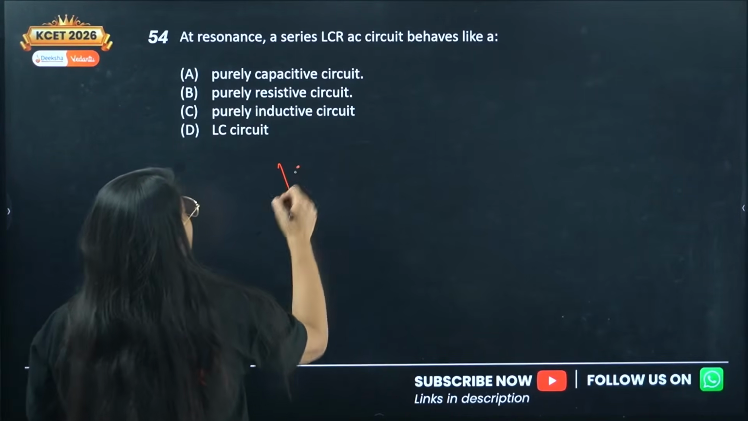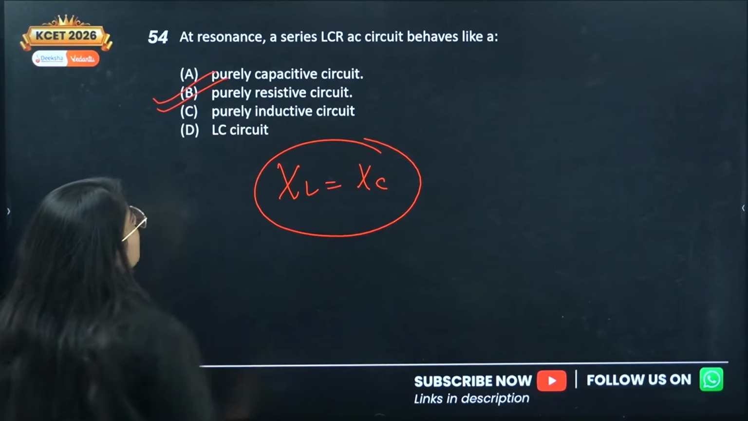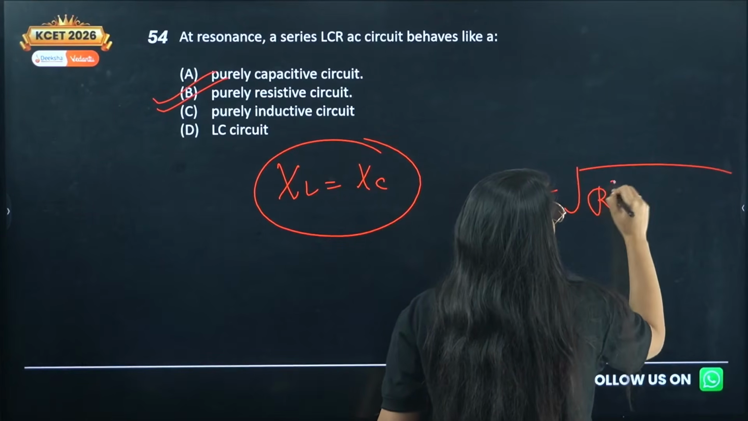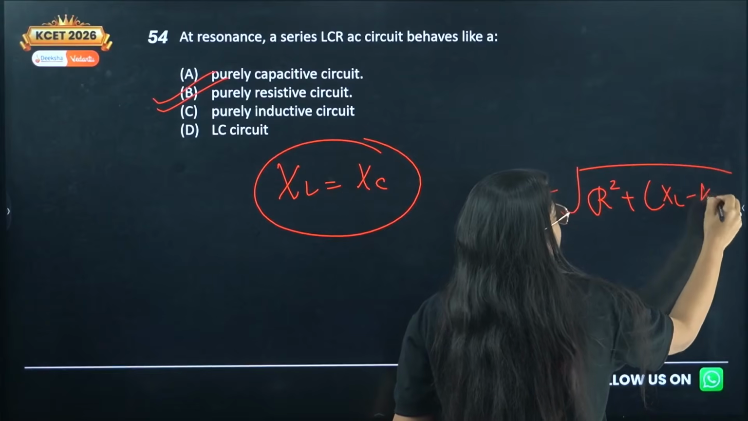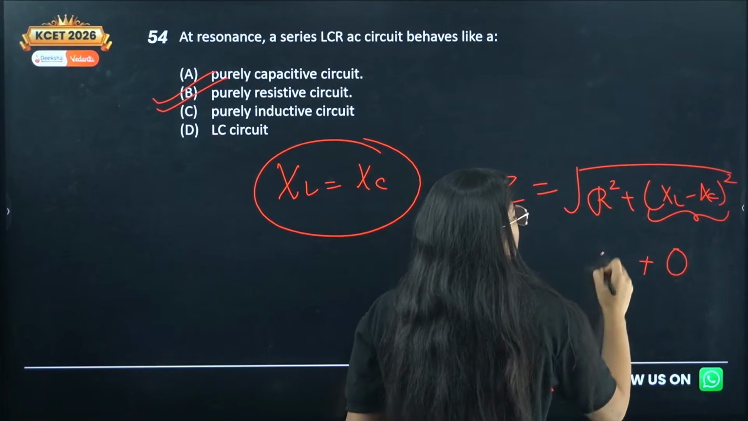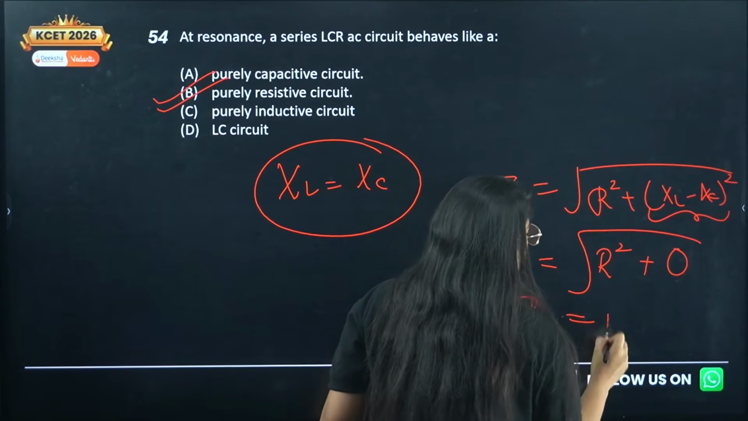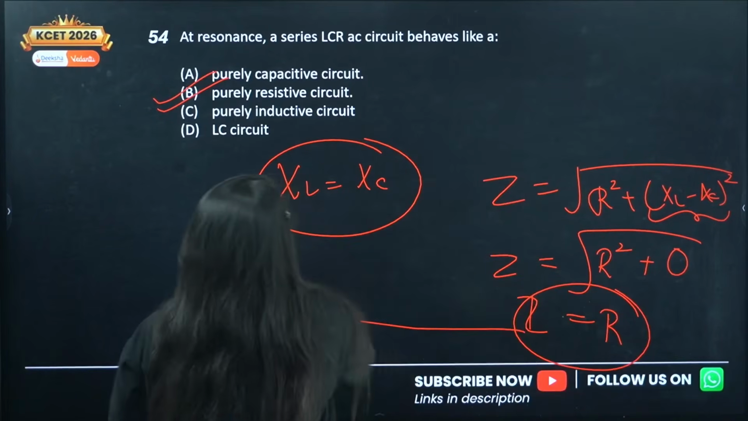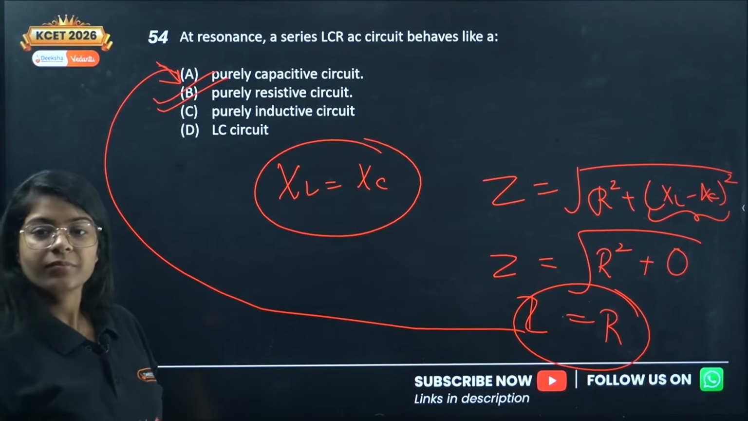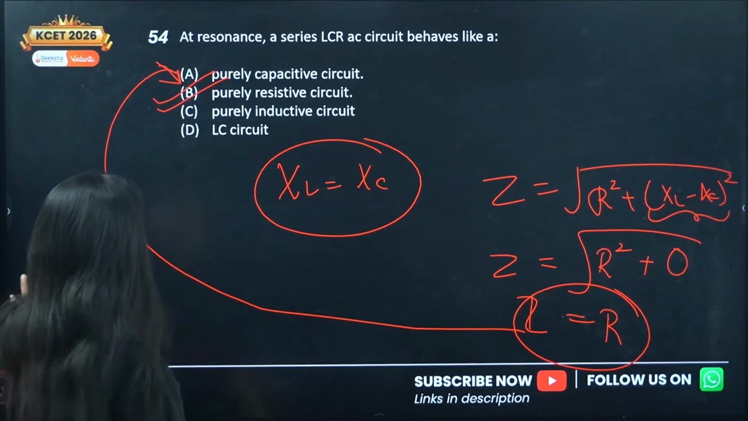At resonance, we know XL equals XC. So it behaves purely as a resistive circuit because Z equals what? Z equals the square root of R square plus (XL minus XC) square. At resonance, these two are equal, so they become 0. This is the square root of R square, so Z equals R, and hence it behaves as a purely resistive circuit. Understood the reason behind it, okay.